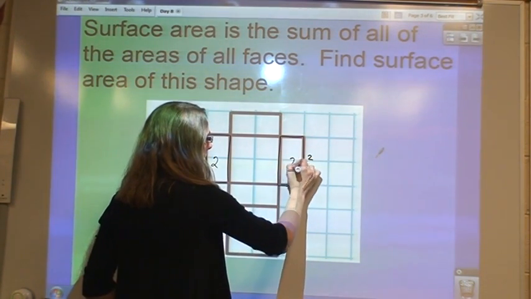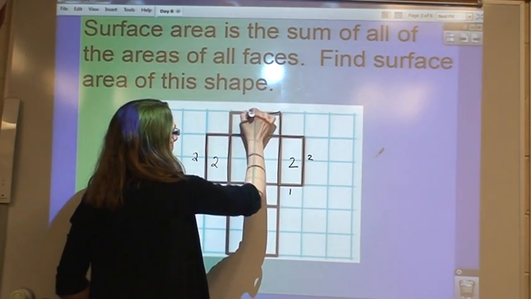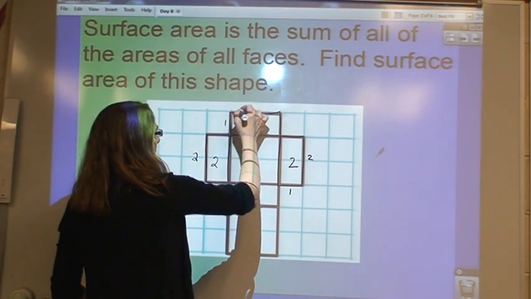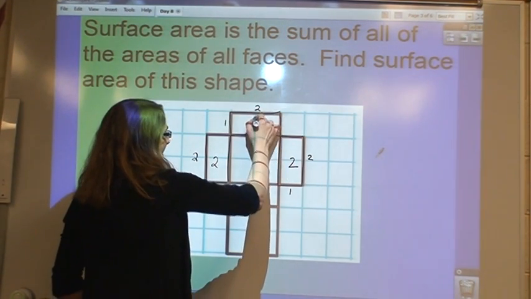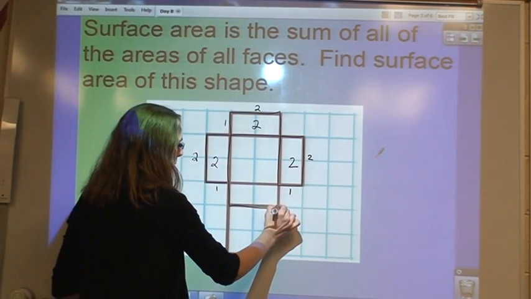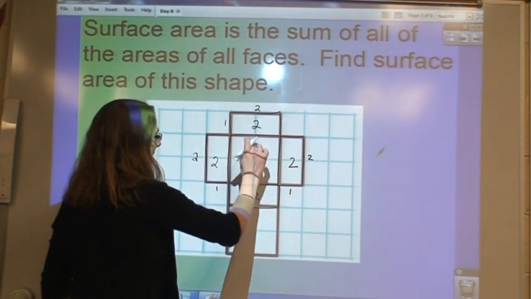By 1, so it's 2. Now this one up here, this time is going to be a 1 by 2, but it's not going to matter, it's still going to be just 2. And this one is going to be a 1 by 2, still just 2. Now I have these guys left.